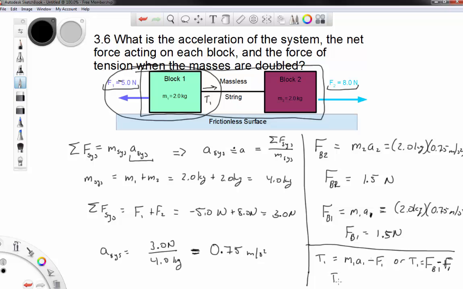All right. Either way, what we're going to find is that tension 1, so this right here would be 1.5 newtons minus negative 5 newtons. So that is 6.5 newtons. So it's same as before. And ditto is going to be true for T number 2.